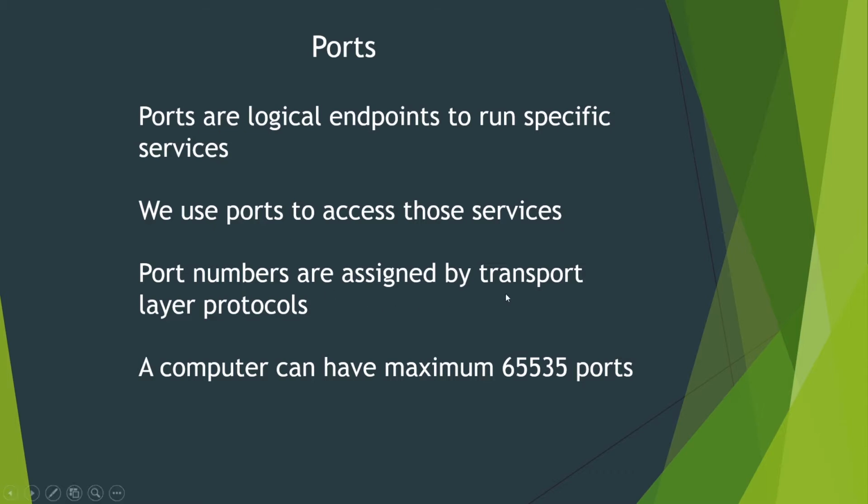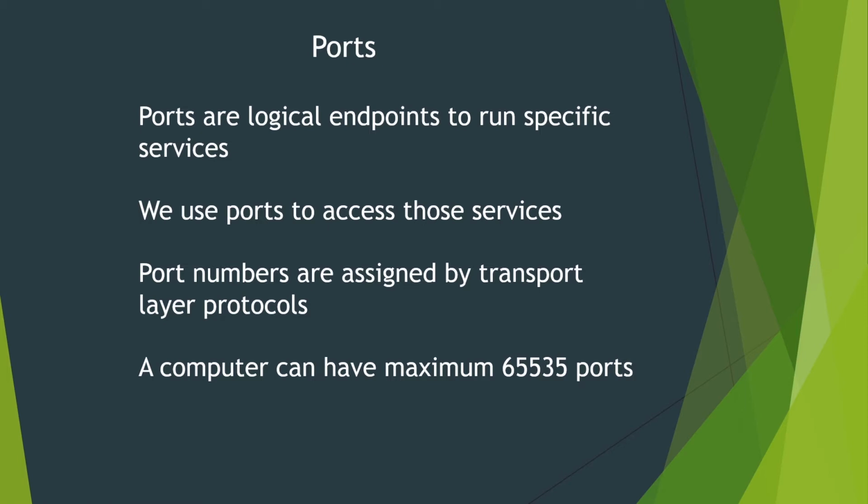Port numbers are assigned by transport layer protocols, either TCP or UDP. There are TCP ports and the UDP ports, and a computer can have maximum 65,535 ports. Because this port number contains 16 bits, and if you do 2 to the power 16 minus 1, you get 65,535. I think I'm right. Okay, so these ports can be compared to a building.